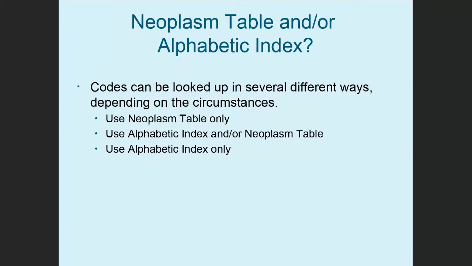Now, the most confusing part of neoplasms is finding them in the index. Sometimes you look up in the neoplasm table, sometimes you look up in the alphabetic index, sometimes you go to the alphabetic index and it refers you to the neoplasm table. So we're going to talk about each one of those and give some examples.